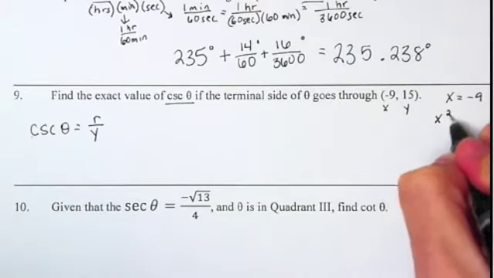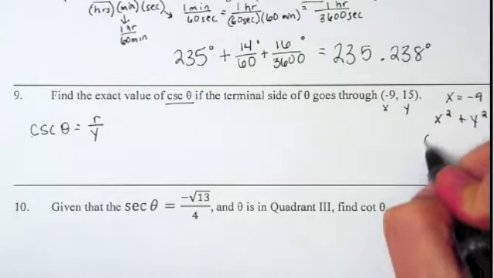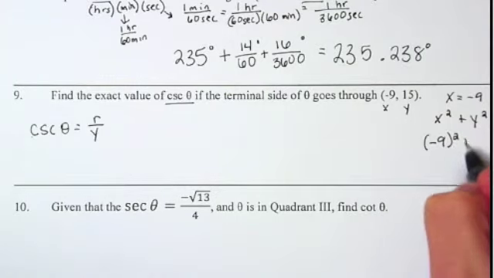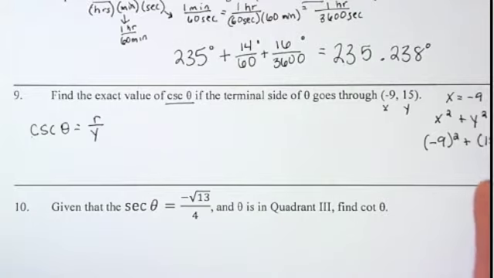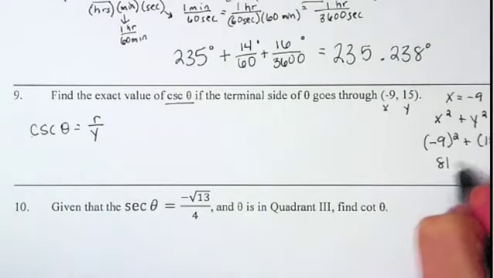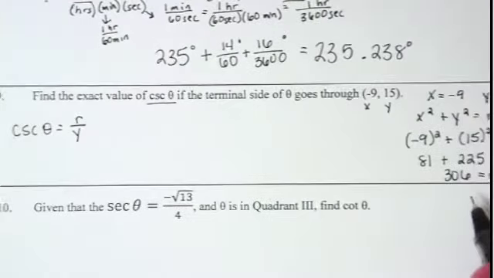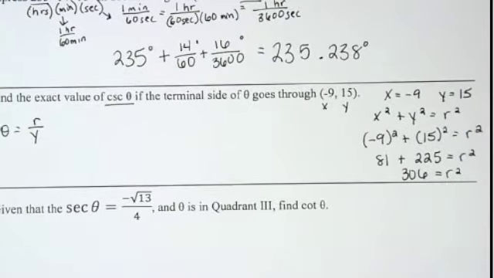So x squared plus y squared equals r squared. When you substitute, don't forget to use parentheses. I've seen some mistakes there. So x is -9, y is 15, and that's my r squared. -9 quantity squared is 81. 15 squared is 225. 81 plus 225 is 306. So r squared is 306.